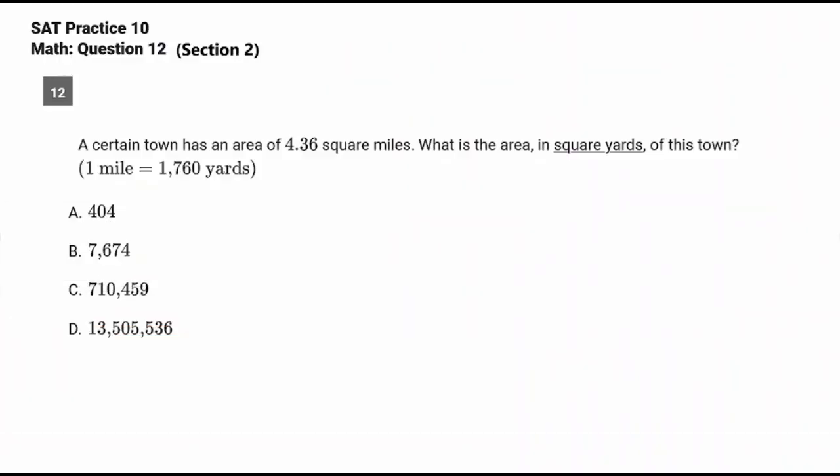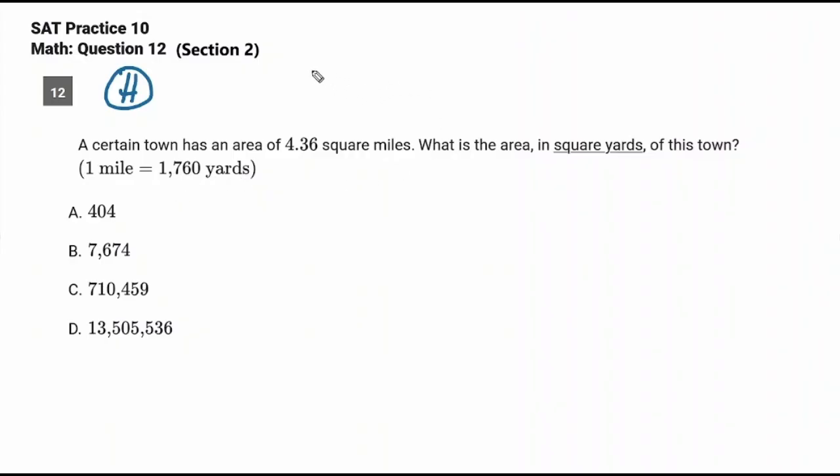We're on SAT Practice Test 10, Math Section 2, Question 12. What's the level of difficulty here? It's hard. A certain town has an area of 4.36 square miles. What's the area in square yards of this town? And then Evil Testing Service helpfully tells you that 1 mile is 1,760 yards.